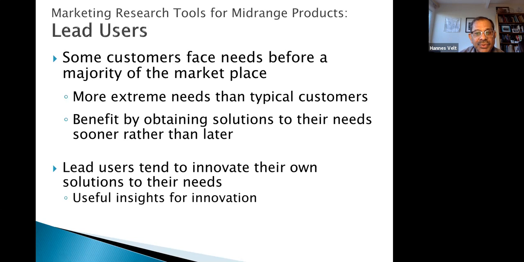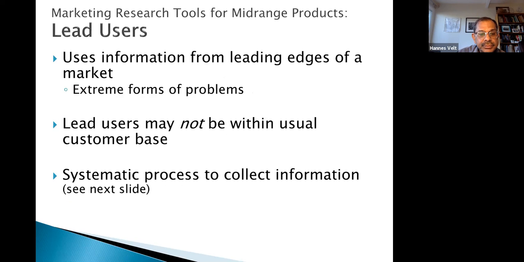So if you can tap into the lead user, they can have a lot of insights about improving your products and services. And again, they have an interest in helping you because they would be getting the products or services that they need. The interesting thing about lead users is that sometimes they are not within your existing customer base. You might have to find them.